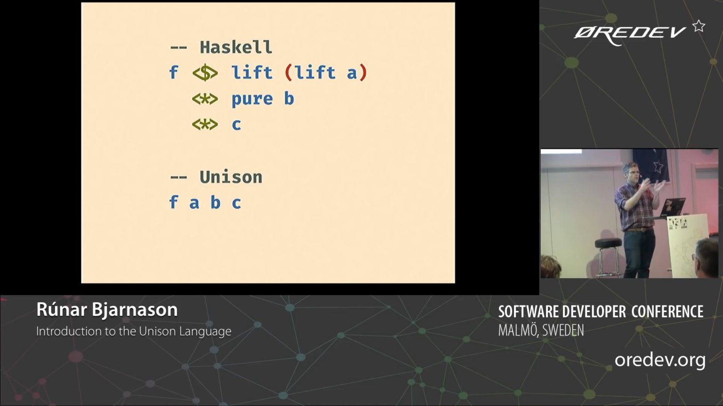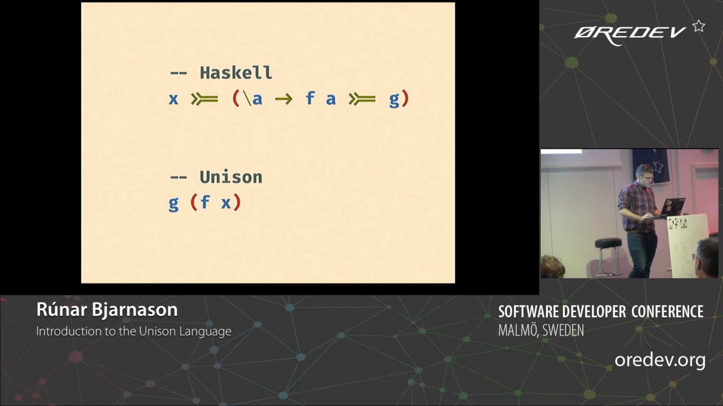Whereas in Haskell, you have to know the order of where things are, and so, oh, I gotta lift and hoist and stuff. But in Unison, you just say, well, it's just function application. And then, instead of monadic bind or Kleisli composition, in Unison that's just regular function composition. Cool.